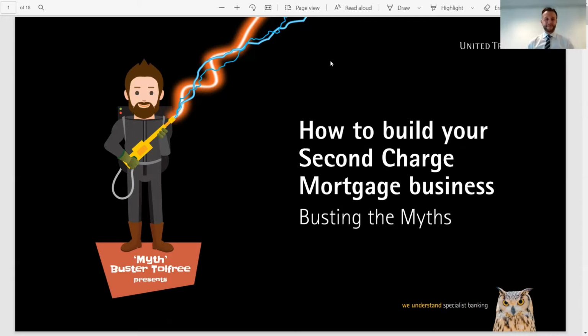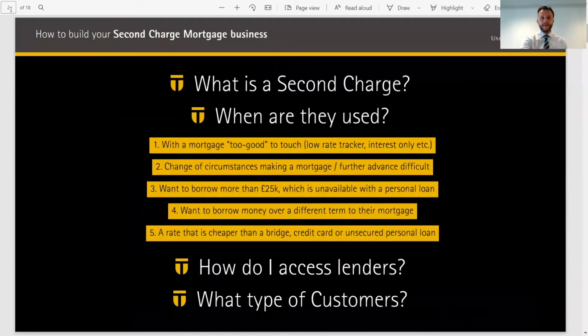So that's my little avatar, the Mythbuster, which is the role I'm going to be playing today. As I said, we're going to talk about how to build your second charge mortgage business and also bust some of the myths that I think exist around second charges, which is a really useful product for your toolkit.